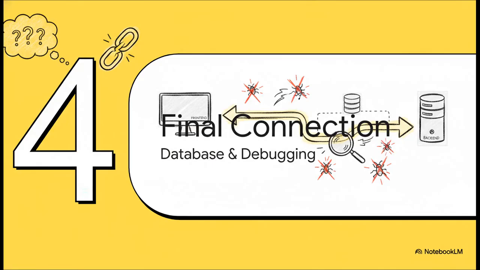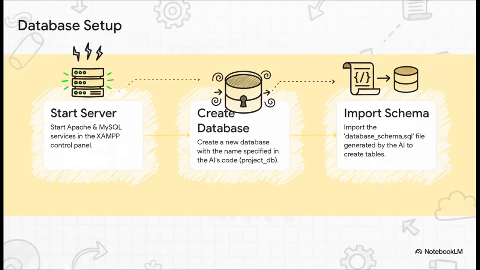So we have a front end, we have a back end. Now comes the part that gives even human developers headaches, connecting them together and fixing all the little bugs that are bound to show up. Our new admin panel needs somewhere to store all the product info, and that's where a database comes in. Setting it up is just 3 quick steps.